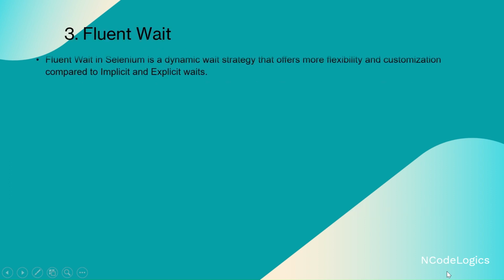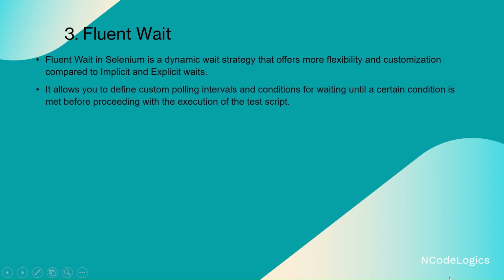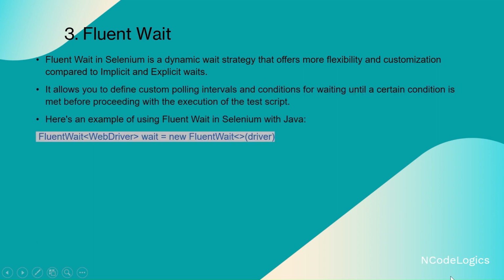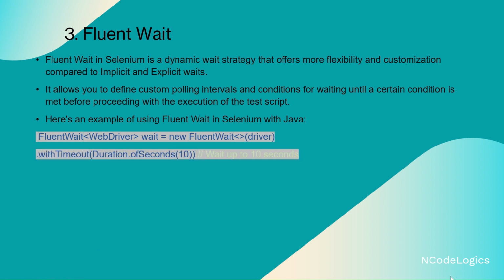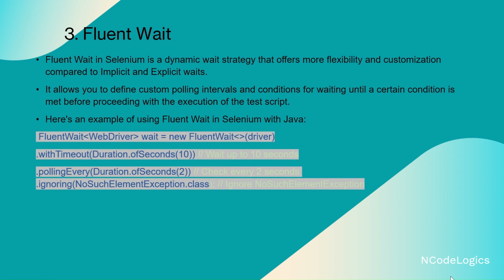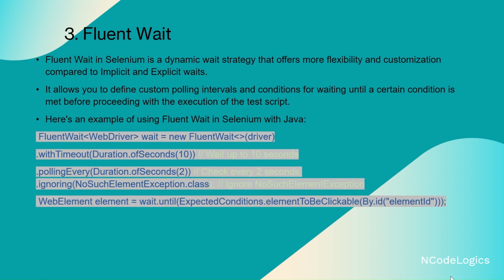Fluent wait. Fluent wait in Selenium is a dynamic wait strategy that offers more flexibility and customization compared to implicit and explicit waits. It allows you to define custom polling intervals and conditions for waiting until a certain condition is met before proceeding with the execution of the test script. Here's an example of using fluent wait in Selenium with Java.